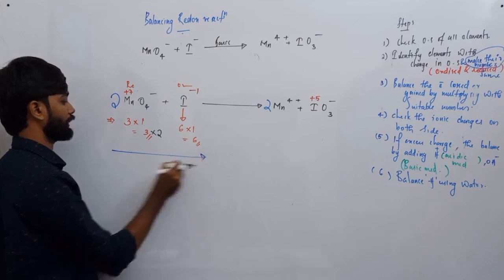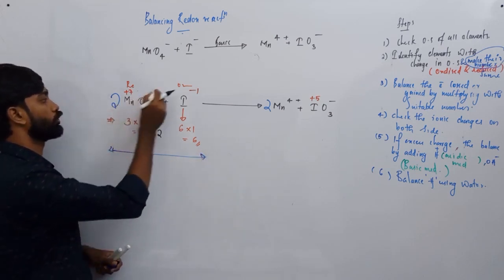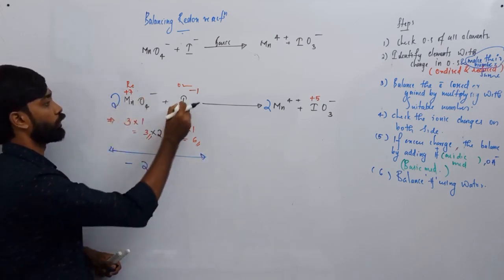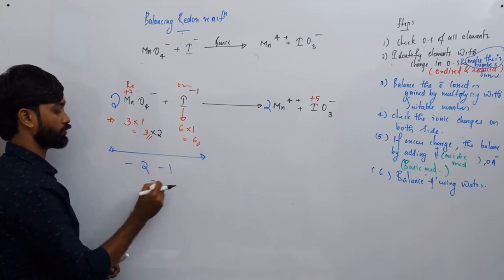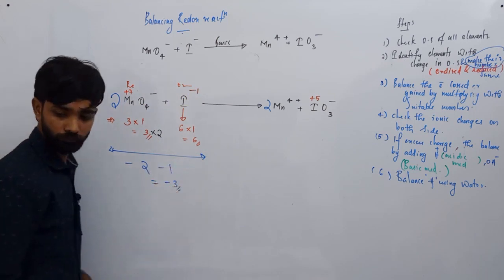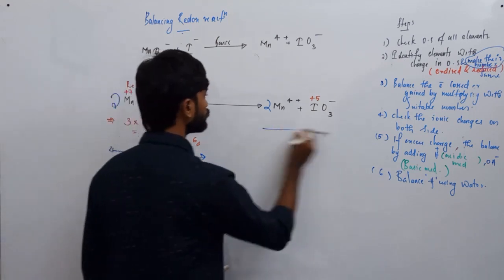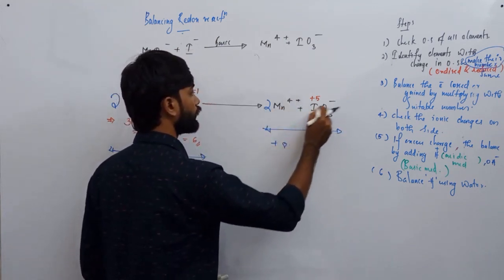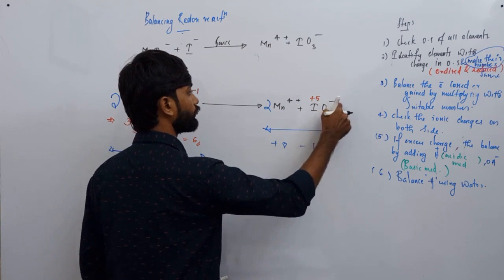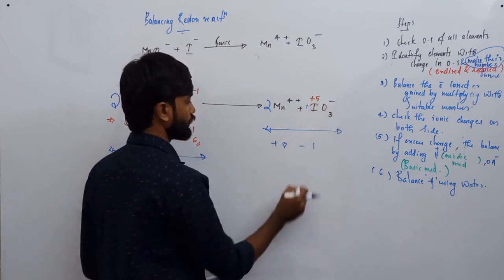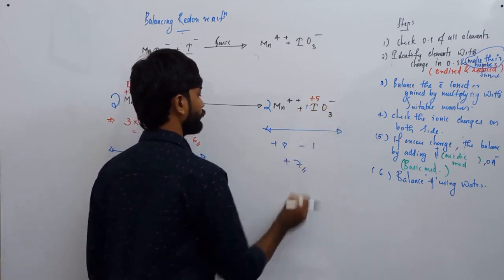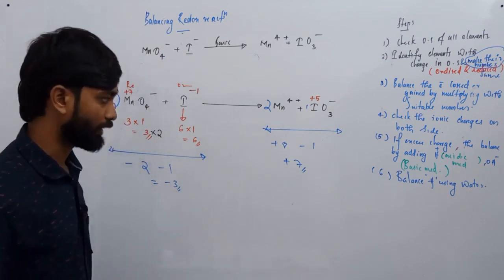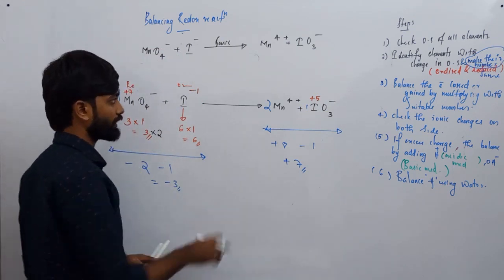Then you find the charge. 2 into minus 1, minus 2. Here only minus 1. So minus 3 in the left side. Ready? What about here? 2 into plus 4, that is plus 8, and minus 1. Only 1 IO3 minus, so minus 1. So here we have plus 7. So the charge is not balanced.